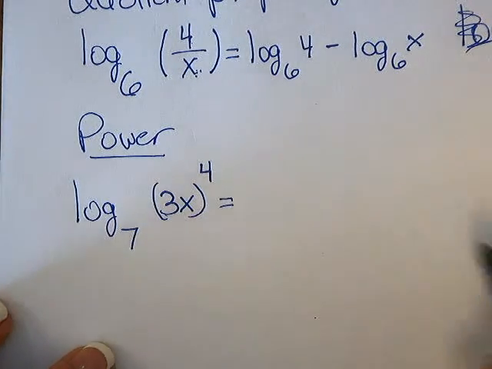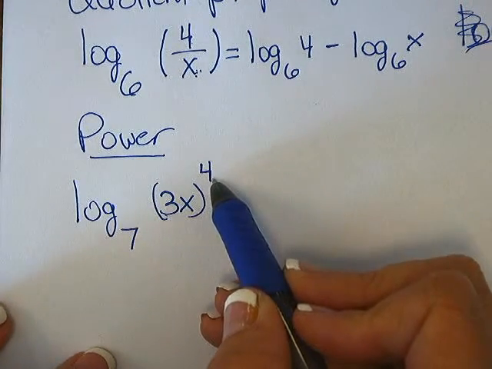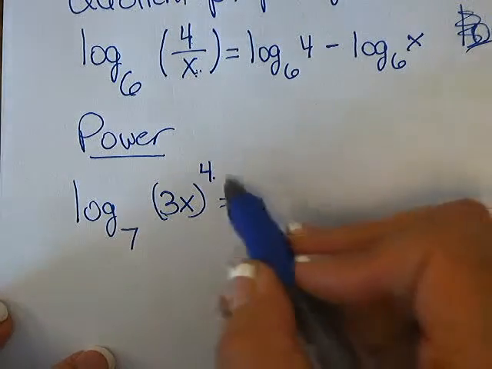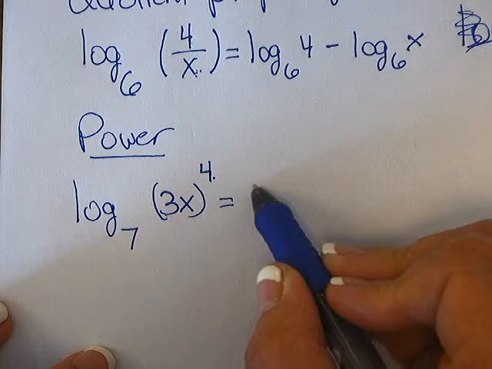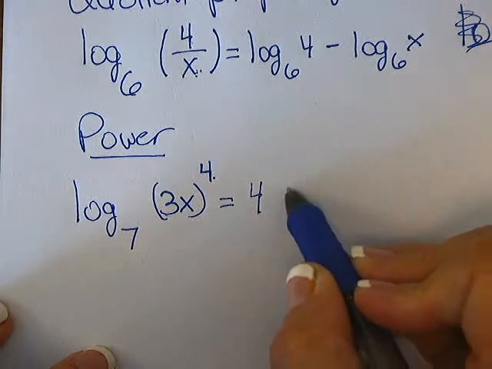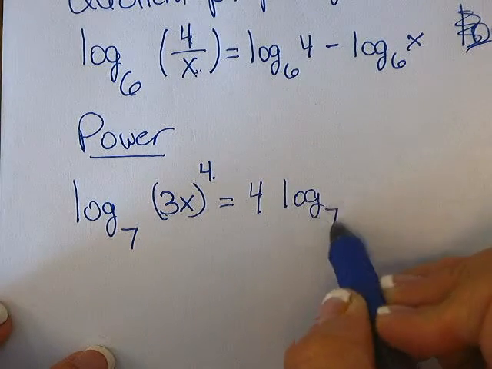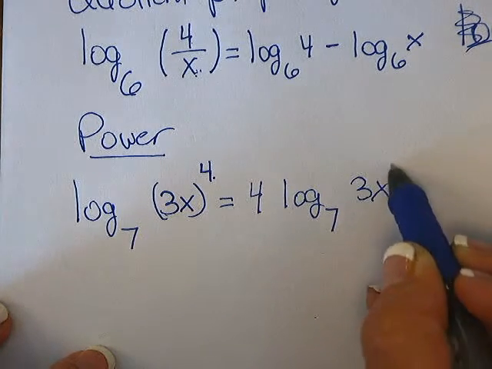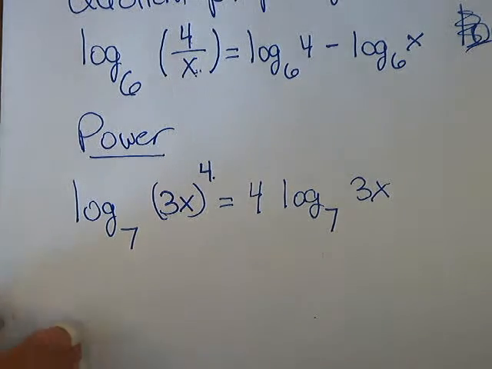I can separate this or expand it by taking my exponent and moving it to the front of the log. So in this case, it moves to the front. We then rewrite the log base 7 and keep the value the same. The only difference is now we don't have an exponent there.